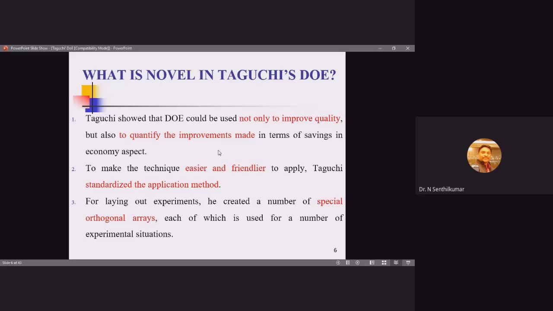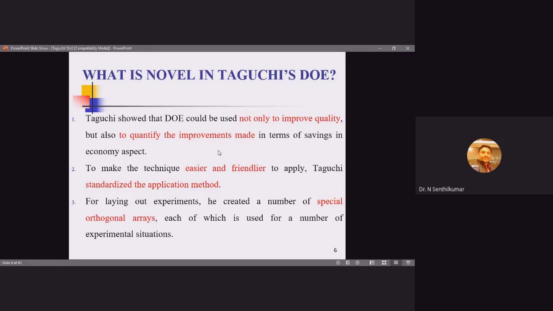Right? So how has he designed the experiments? For experimental design, some combination of input parameters is needed, no? So how has he formulated it? He has developed special orthogonal arrays. So he developed special orthogonal arrays for different conditions. If I am going to consider only the main effects, then there will be one orthogonal array. If I want to consider the interaction effect also, there will be a separate orthogonal array.